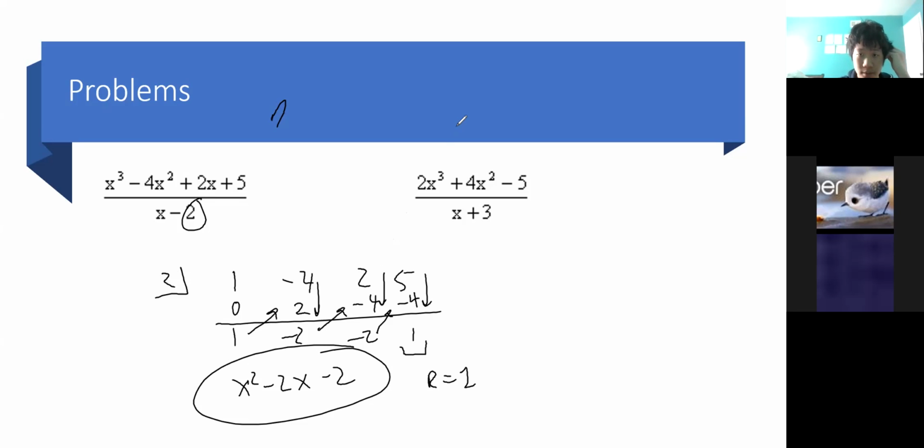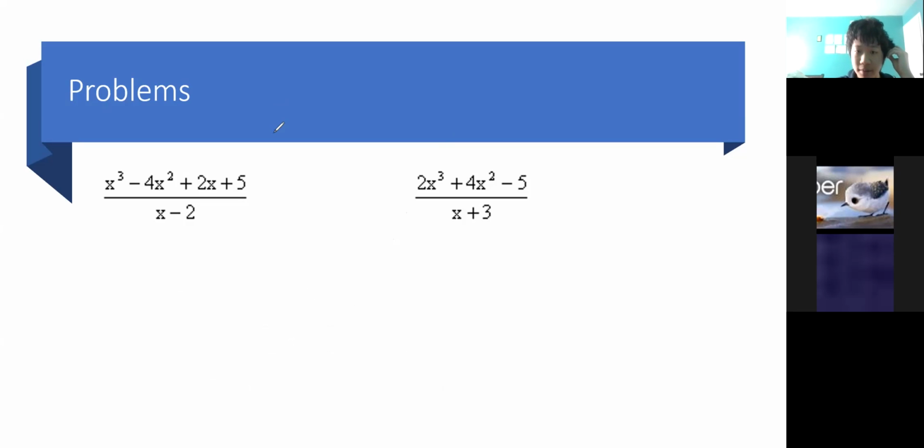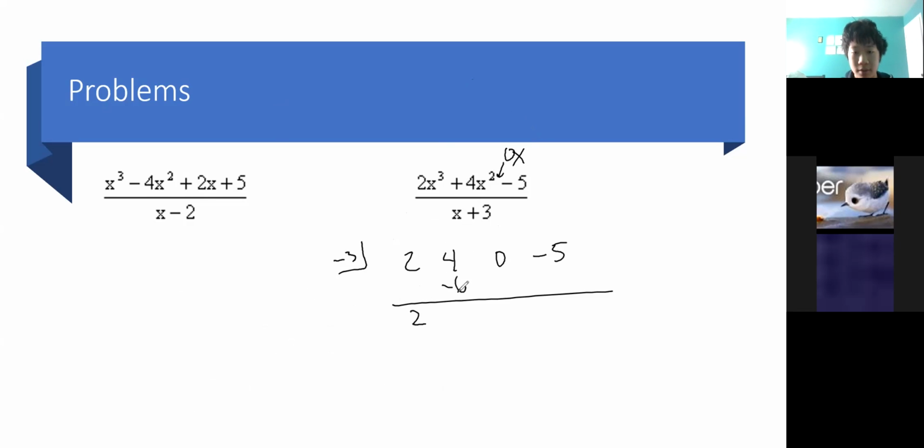Okay. Next one is the same exact thing. If you can see here, there's something missing. There's no x term. Make sure we put that in there, because otherwise our synthetic division will mess up. We have a 0x in there. So if we write the coefficients of the dividend, we have 2, 4, 0, -5. I put a -3 here. Now I add down, multiply, add down, multiply, add down, multiply, add down. The last one's the remainder, so r equals -23.